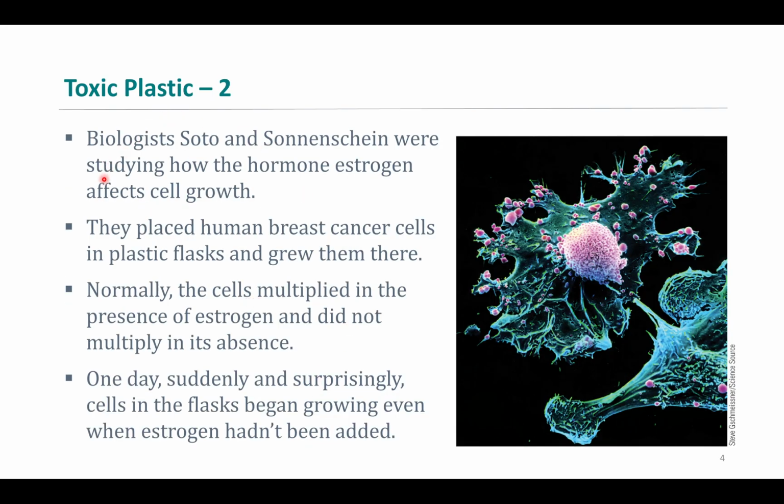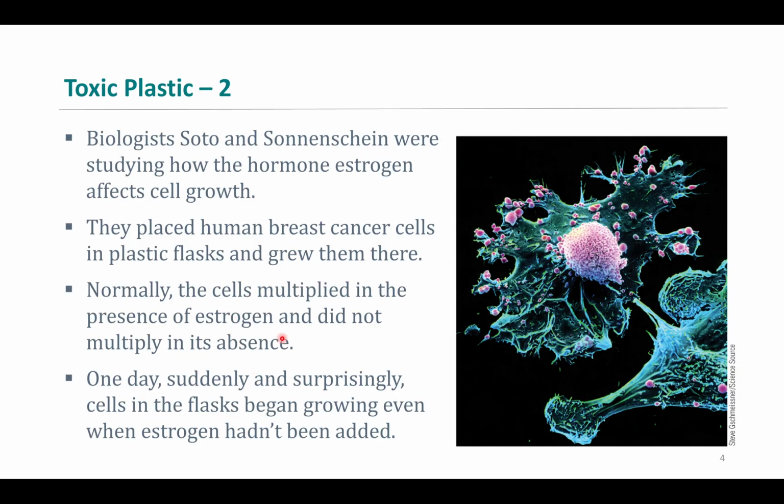First, the scientist group, or the lab, is Soto and Sonnenschein. They were studying the hormone estrogen and how this hormone affects cell growth. They were using human breast cancer cell lines. Basically, these cell lines contain only breast cancer cells, and you can put them in a small petri dish and in different media and observe how they grow.